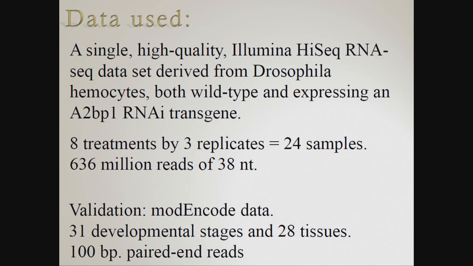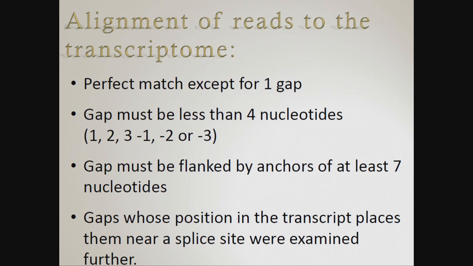So the data set we used was a high-quality Illumina RNA-seq data set from Drosophila hemocytes with and without RNAi knockdown of the splicing factor A2BP1, which is the Drosophila homolog of the RB-Fox splicing factors. Next slide then shows the algorithm. We look for indels of less than 4 nucleotides. There could be no mismatches, and the gap had to be within the center of the read, at least 7 nucleotides away from each end.